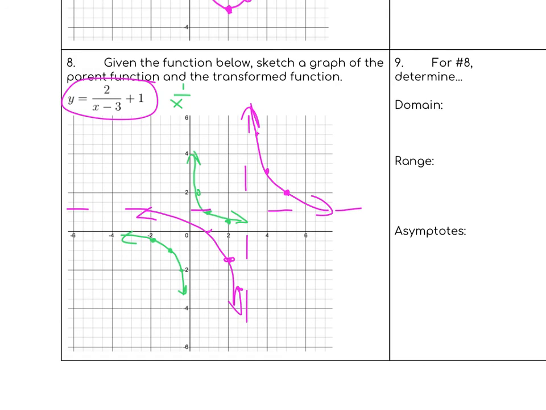So the domain is real numbers except for x cannot be 3. The range is real numbers except for y cannot be 1. So the horizontal asymptote is y equals 1. Vertical asymptote is x equals 3. And we are done.